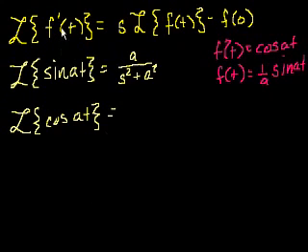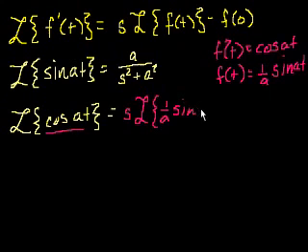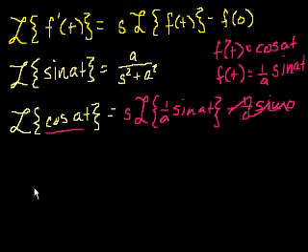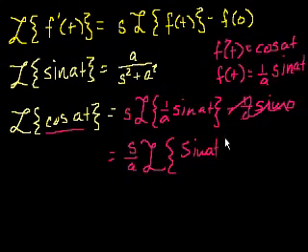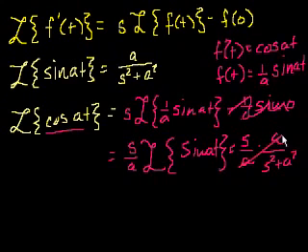So if this is f prime of t, then the Laplace transform is equal to s times the Laplace transform of its antiderivative, 1 over a sine of at, minus the antiderivative evaluated at 0, minus 1 over a sine of a times 0. Well, sine of 0 is 0, so this whole term goes away. This 1 over a is a constant, and we showed that the Laplace transform is a linear operator, so we can take it out. So this is equal to s over a times the Laplace transform of sine of at, which is s over a times a over s squared plus a squared, and the a's cancel out. That was much simpler than the integration by parts we had to do.